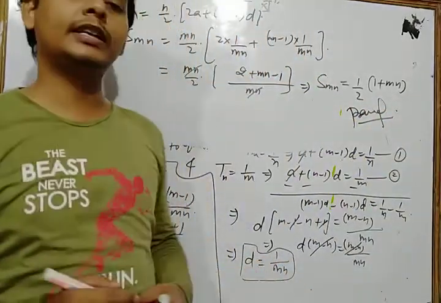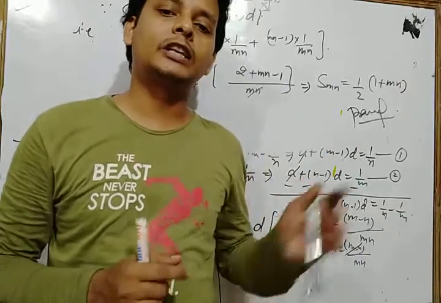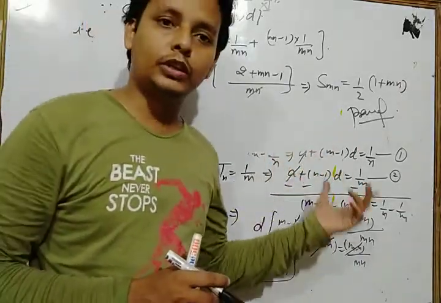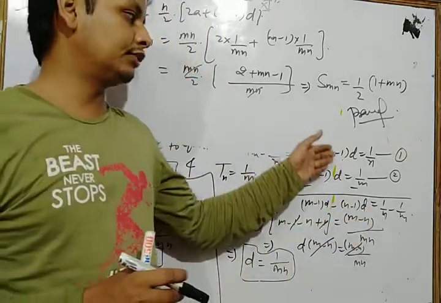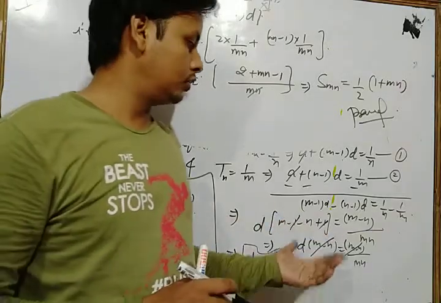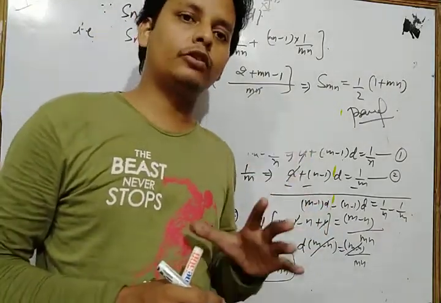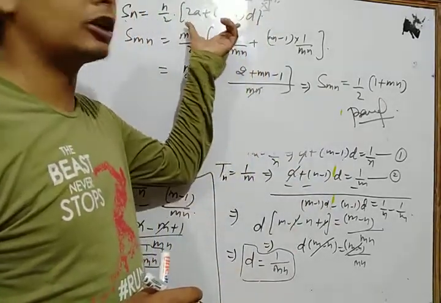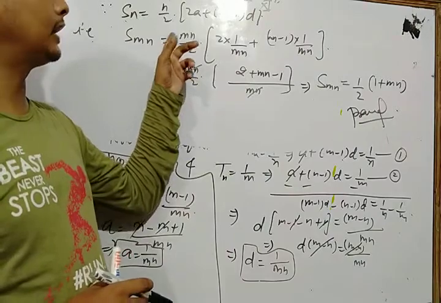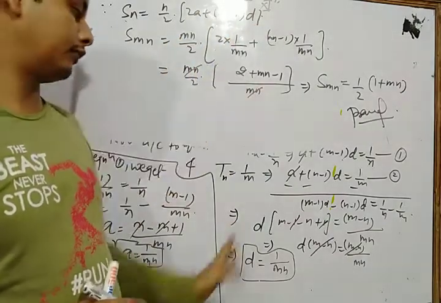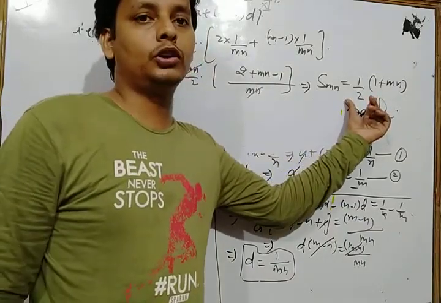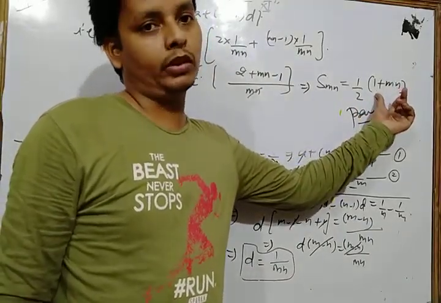Okay, so dear students, in this way we can solve that type of question. First, according to the statement, we make two equations, and after solving equations 1 and 2, we get the value of a and d. Now if we find the value of a and d, then we apply the sum of n terms of an AP. Here the number of terms in that question is mn, so we put n as mn and we put the values of a and d. After solving, we get our result as 1 upon 2 in bracket (mn plus 1).